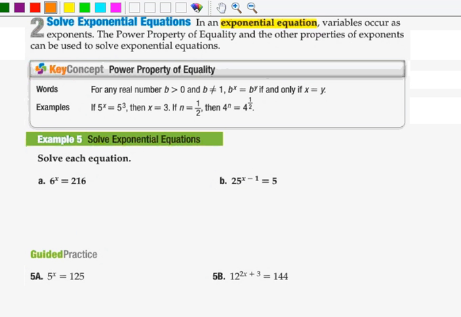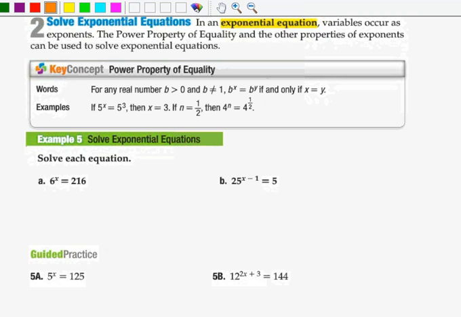Last section deals with solving exponential equations. It says in an exponential equation, variables occur as exponents. The power property of equality and the other properties of exponents can be used to solve exponential equations. So these are pretty high level type of problems. I will show you how to solve them, but also how to use a calculator to find the answer as well.